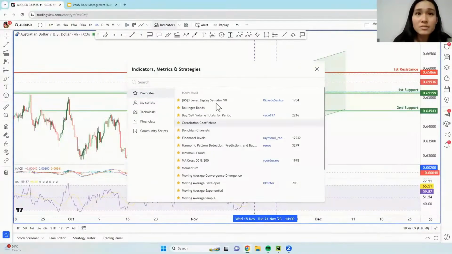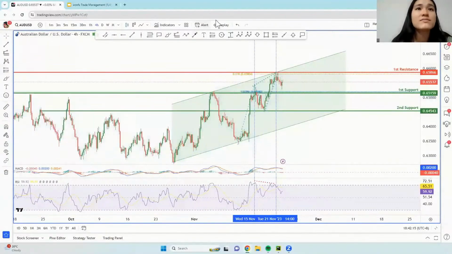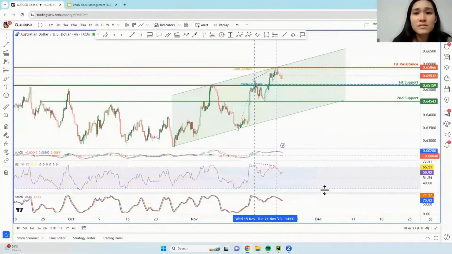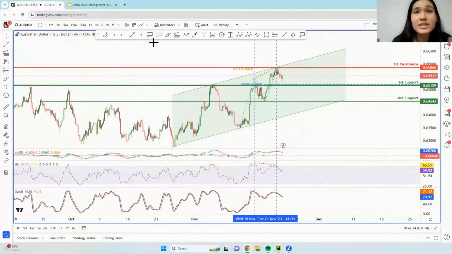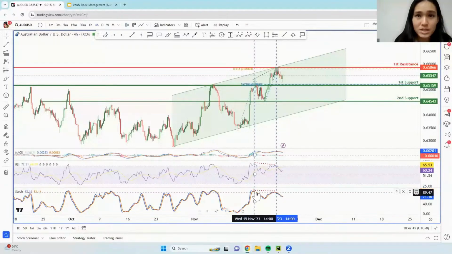Maybe we'll take a look at Bollinger Bands. Okay, that's not really telling us anything. Let's look at stochastic perhaps. Okay, stochastic is also giving us a bearish divergence over here as well. So for divergences, you can take a look at either RSI or stochastic. If you're looking for divergences, they're the best indicators to use. Okay, so you see here that's slightly lower.